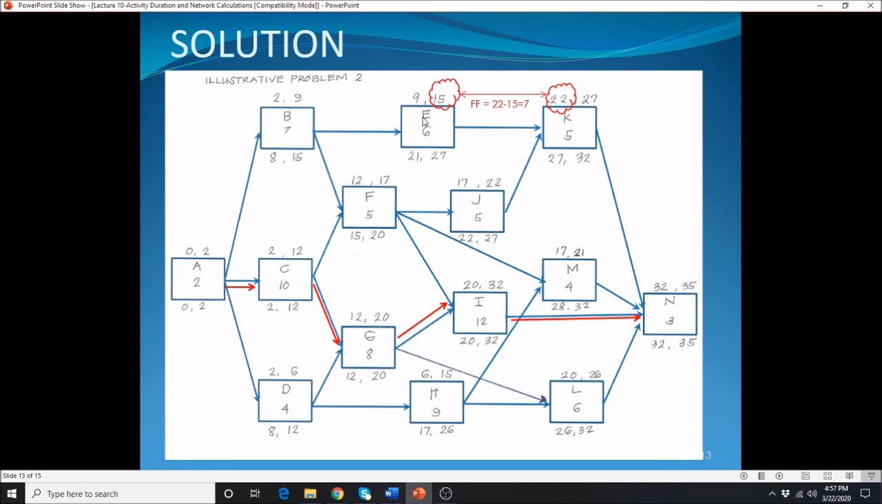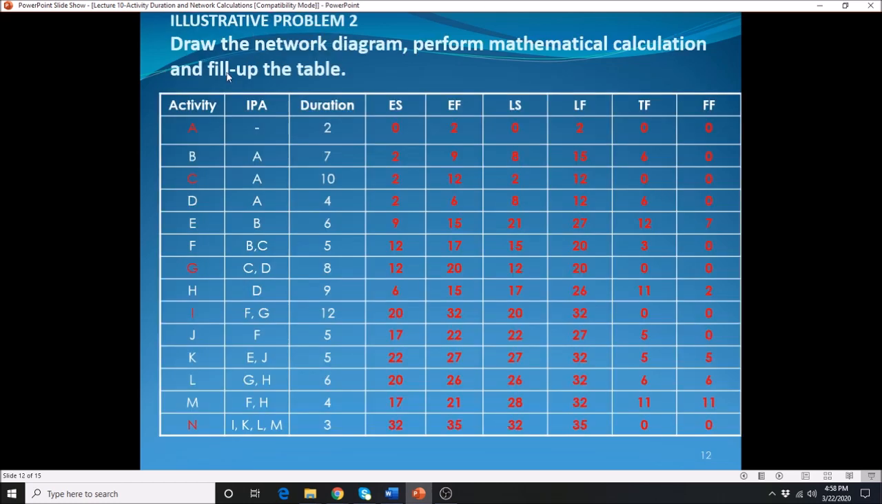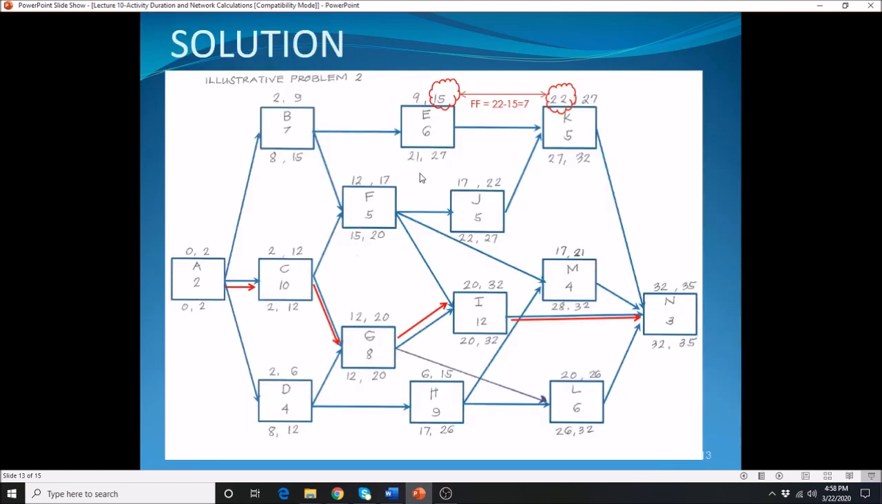Here, the early start of activity E is 9, and the early start of activity F is 12. Whichever gives you the minimum early start is the value we are going to consider. In this case, the minimum is 9. So 9 minus 9, the free float is 0. That's the reason why for activity B, the free float is 0. You got it?